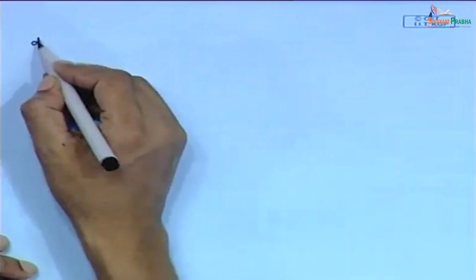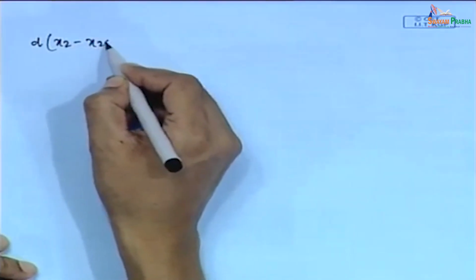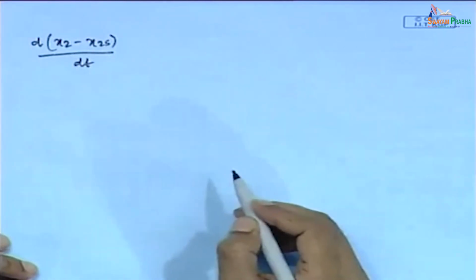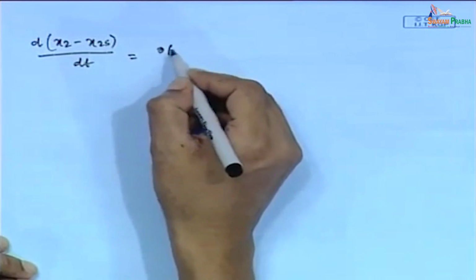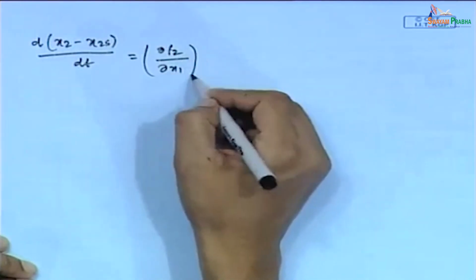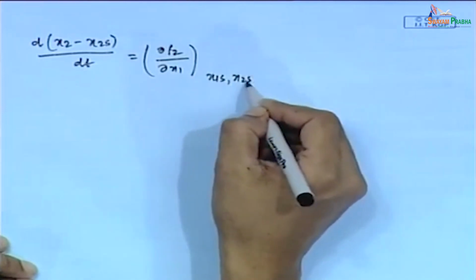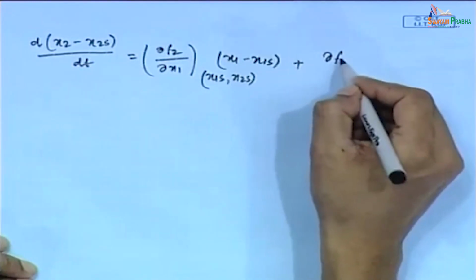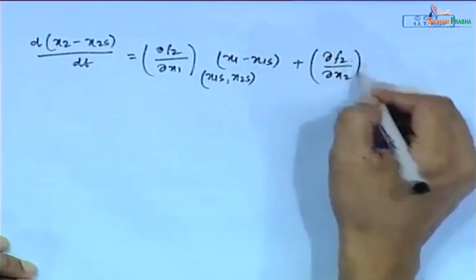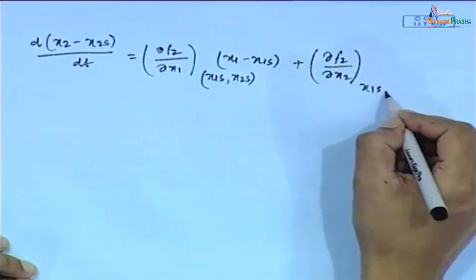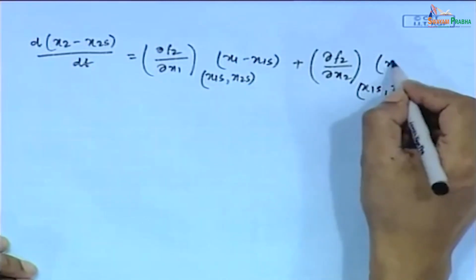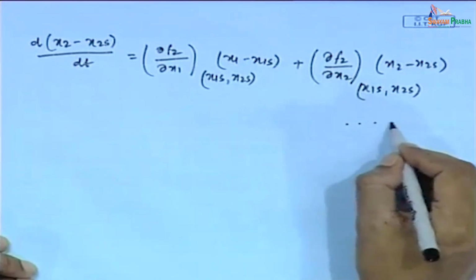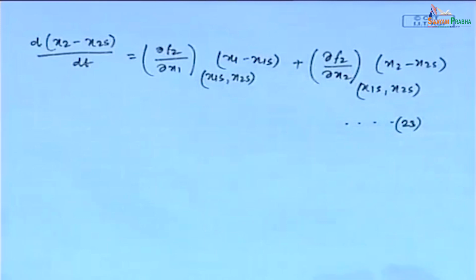Okay. So, similarly, we will get for the second state variable the differentiation of (x2 minus x2s)/dt equal to the partial derivative with respect to x1 at x1s, x2s, multiplied by (x1 minus x1s), then the partial differentiation with respect to the second state variable, multiplied by (x2 minus x2s). Suppose this is equation number 23.